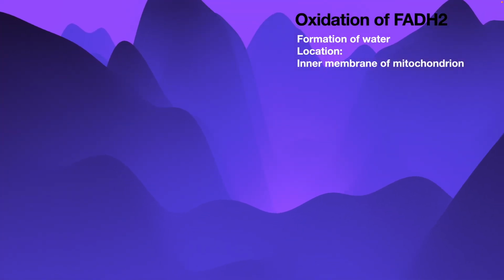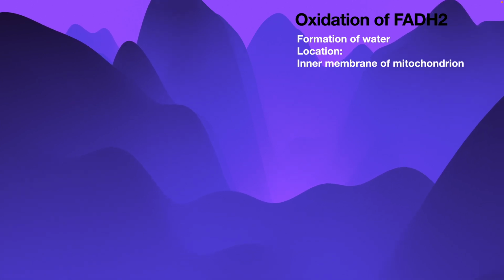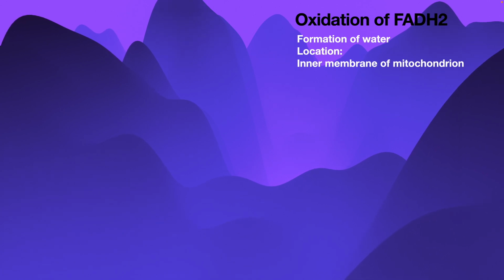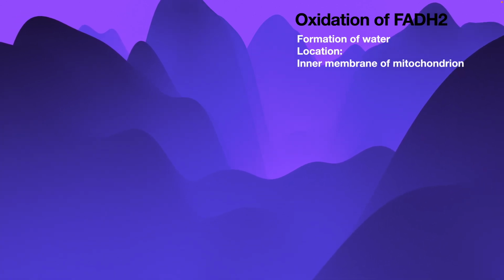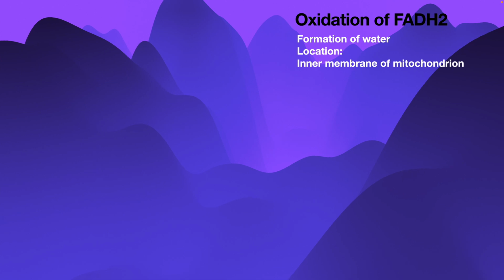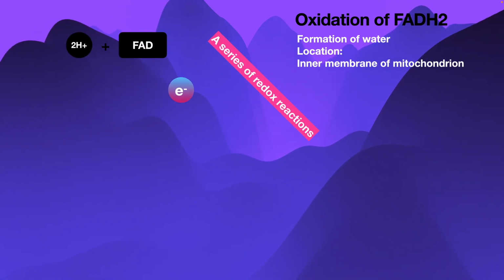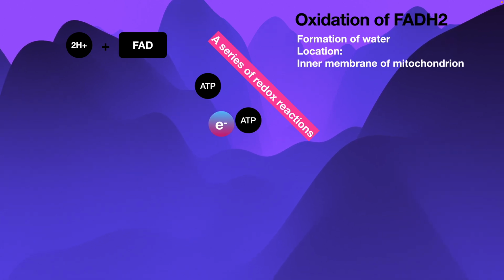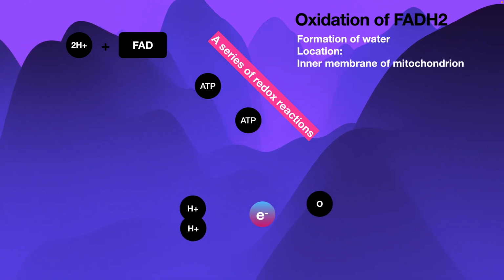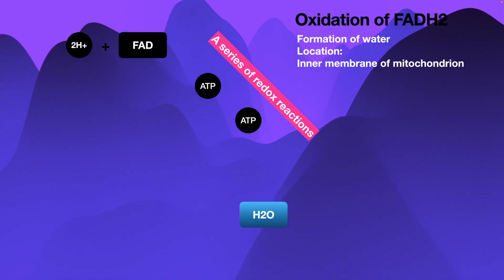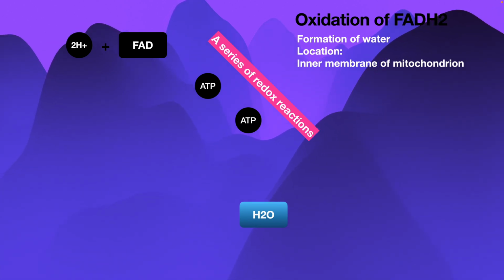Same thing for oxidation of FADH2. It occurs in the inner membrane of mitochondria. It also forms 1 water molecule. However, it only forms 2 ATP. Again, it's the same, just that only 2 ATP molecules are produced along the way of a series of redox reactions.